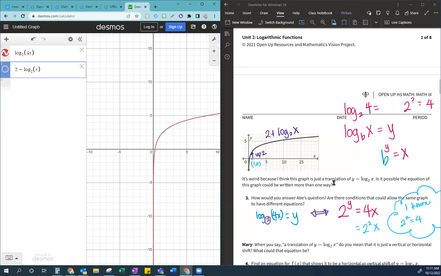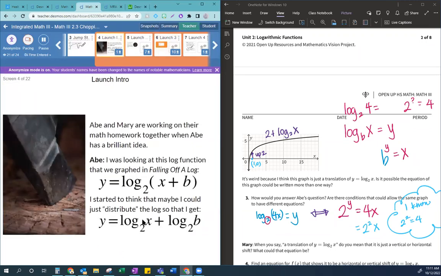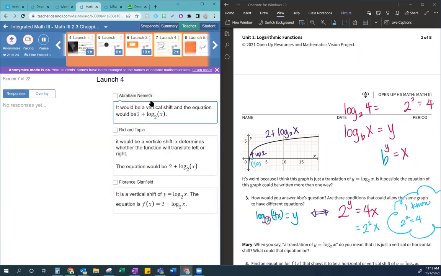Oh, so Abe was kind of right, but then kind of wrong, right? He said he wanted to do distributive property, but that's not true. You couldn't necessarily do it like this, and it kind of had to look like this. Very good. So it could be rewritten as 2 plus log base 2 of x. That actually lives on question 4 as well. So can you all write that down? 2 plus log base 2 of x.